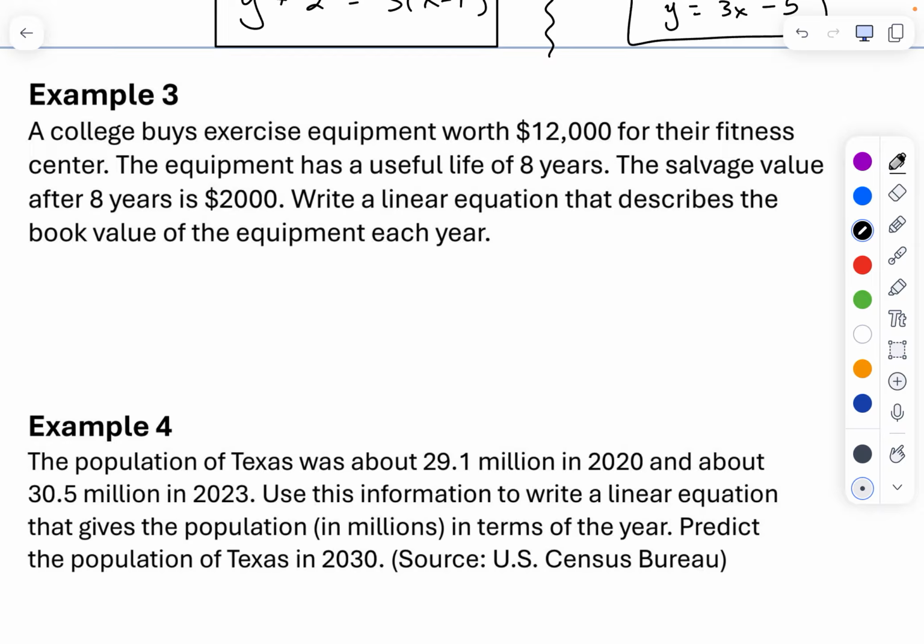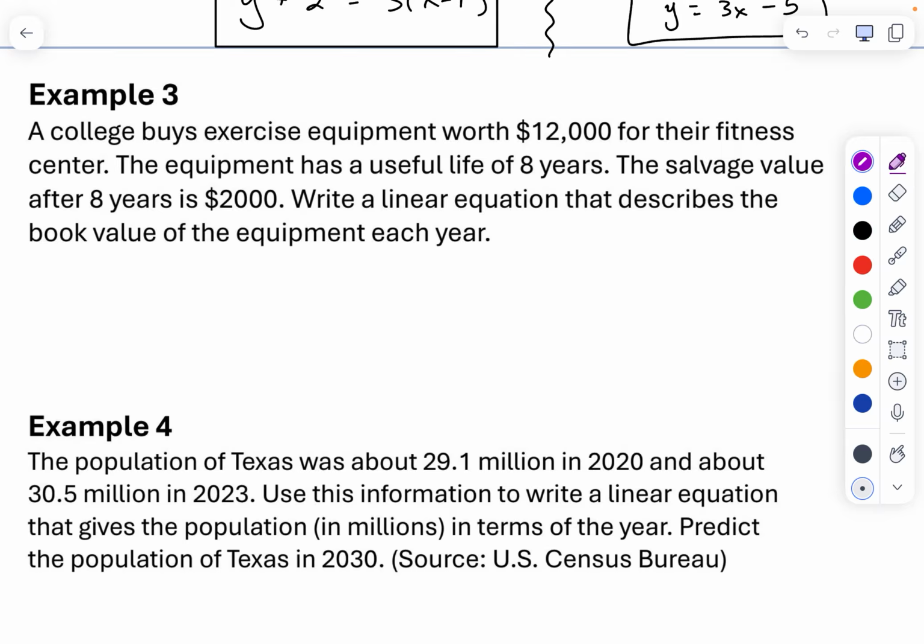So this example says the college buys exercise equipment worth $12,000 for their fitness center. The equipment has a useful life of 8 years. So what that means is that we're buying it now, and we know that in 8 years we gotta replace it. We gotta make a move. The salvage value after 8 years is $2,000. So I can still recoup two grand when I get rid of these in 8 years, right? We want to write a linear equation that describes the book value of the equipment each year.